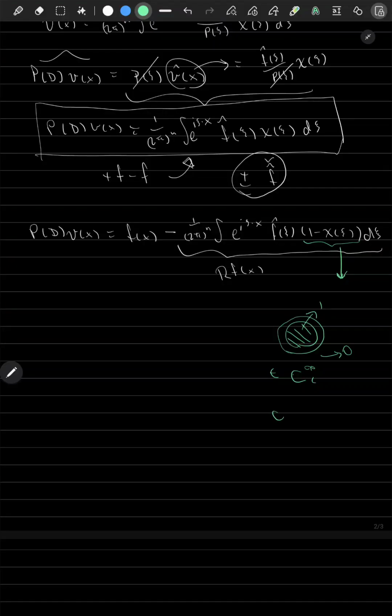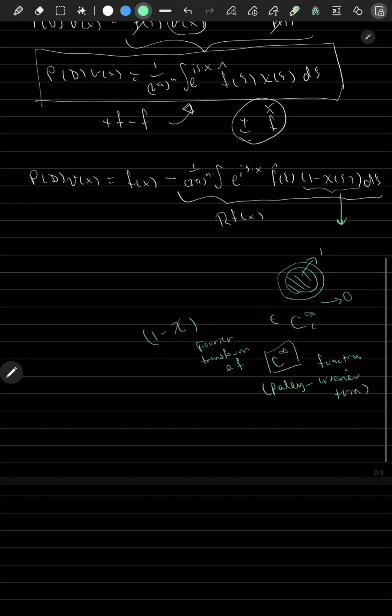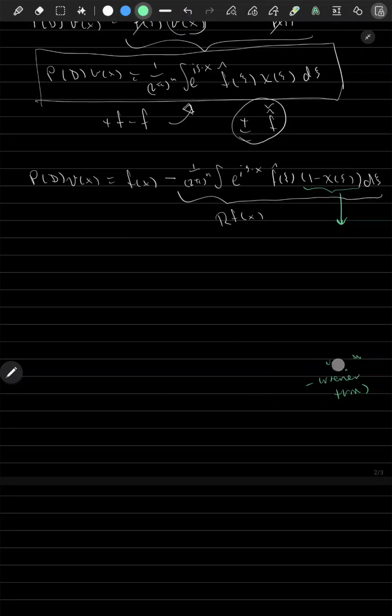It's the Fourier transform of a C infinity function. So 1 minus chi is the Fourier transform of a C infinity function by the Paley-Wiener theorem. So what does this mean? I'm just going to erase this part here. So that means that we can rewrite this as, let's say, we can call h. So h is that smooth function whose Fourier transform is 1 minus chi. So we can call this the Fourier transform of h of psi.